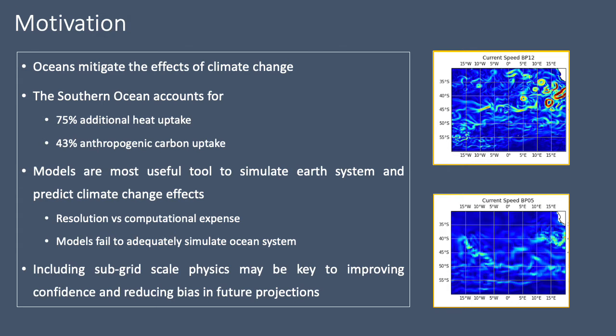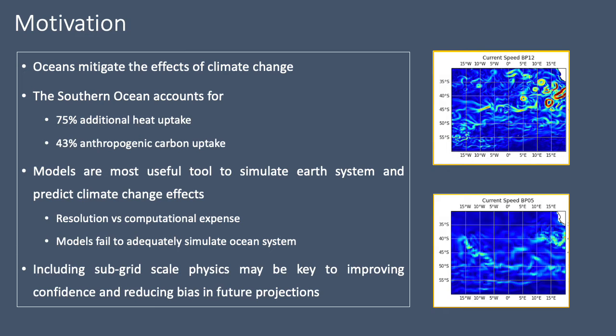The motivation behind this study is that oceans play a critical role in mitigating the effects of climate change. The Southern Ocean south of 30 degrees accounts for 75% of the additional heat uptake and 43% of the anthropogenic carbon uptake. Models are our most useful tool to simulate the Earth system and predict climate change effects for the future. But with increasing resolution, you incur a large computational expense.